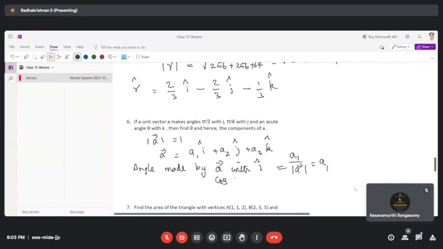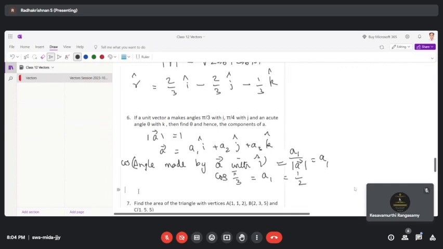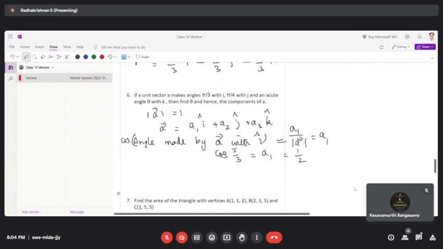The angle made by A with I is pi by 3. So cos pi by 3 is A1. What is cos pi by 3? So we get A1 equal to half.